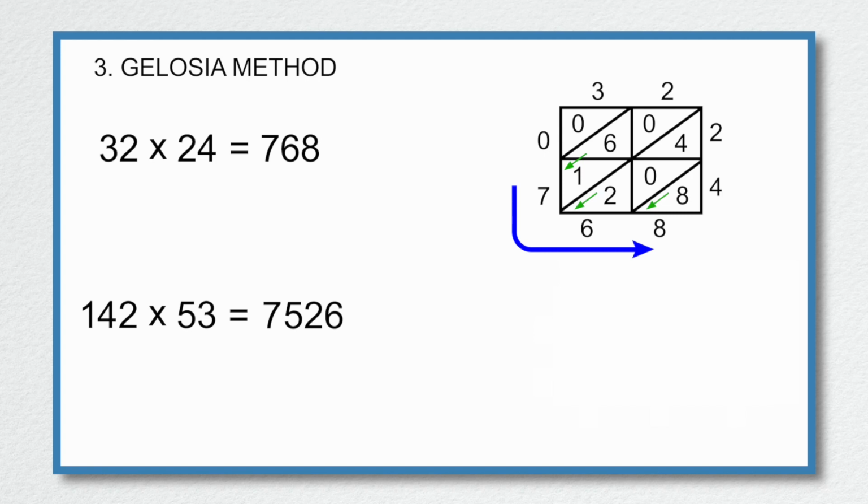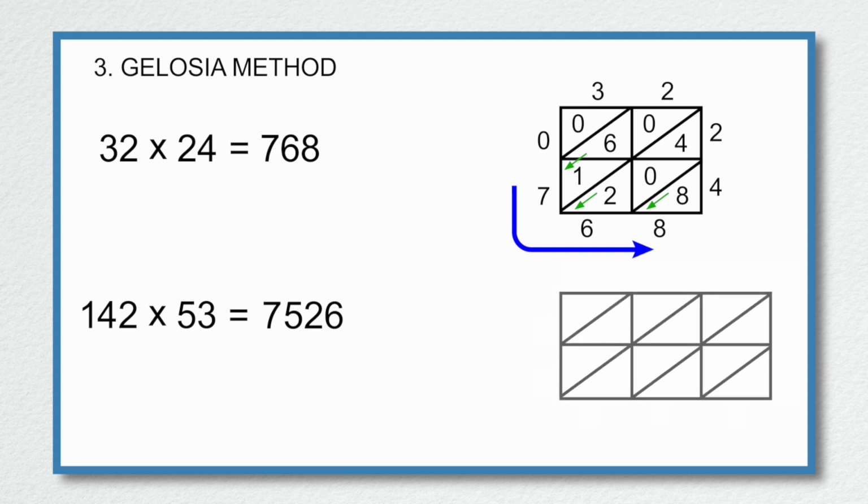Let's do 142 multiplied by 53. So we have our 3 by 2 grid with the diagonals. So along the top we write 142 like so, and down the side we write down 53. I'm going to start in the top left-hand corner again.